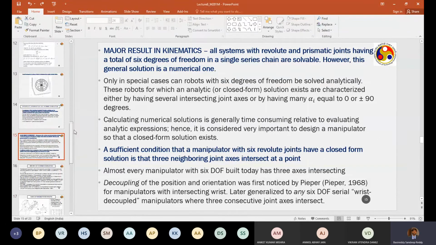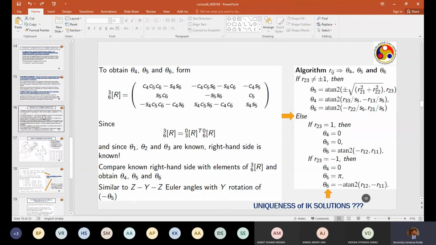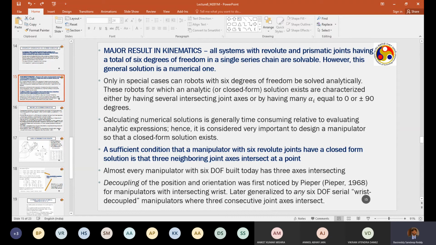Whatever the method I've shown, that is still correct for inverse kinematics. This algorithm is still correct. But for general cases where you have three consecutive joint axes intersecting, there is a way of dealing with that, which is given here, which I'm not showing in this lecture because I want you to read it on your own.